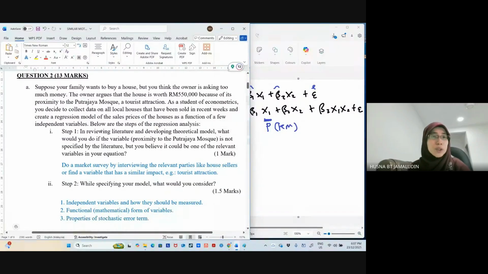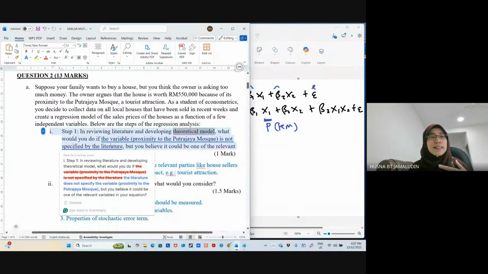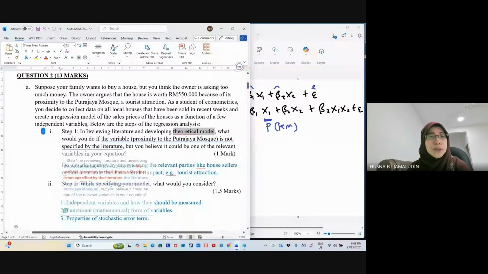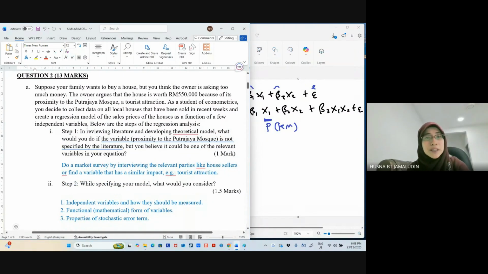So step one, you want to review literature, right? Why do you review literature? Because you want to know what the theory says about this equation, what the independent or dependent variables are. So step one, in reviewing literature and developing a theoretical model: they come up with the scenario and you have to figure out how to solve it. What would you do if the variable, which is proximity to Putrajaya Mosque, is not specified by the literature?